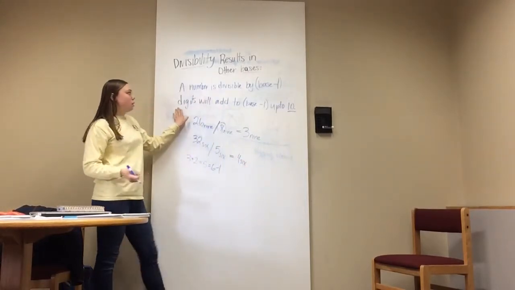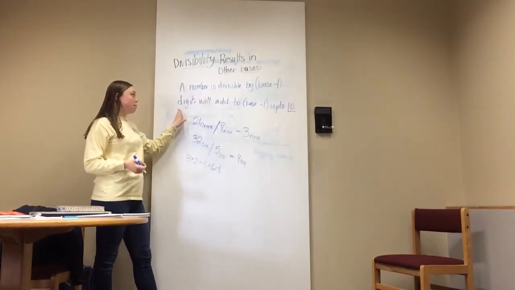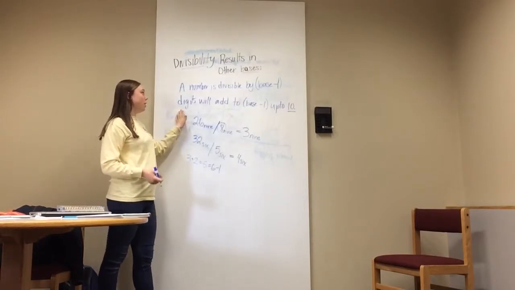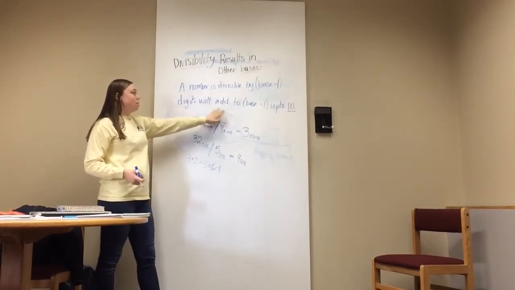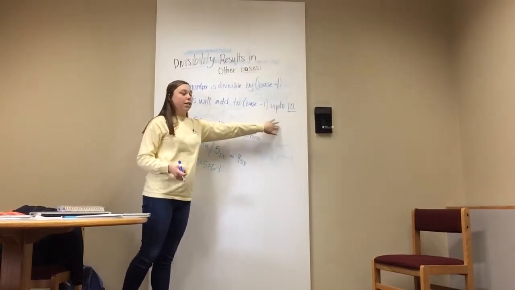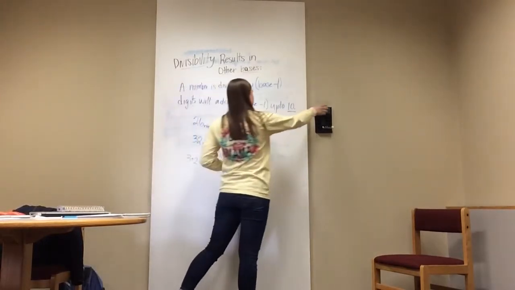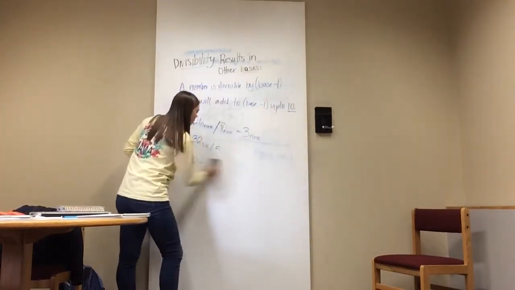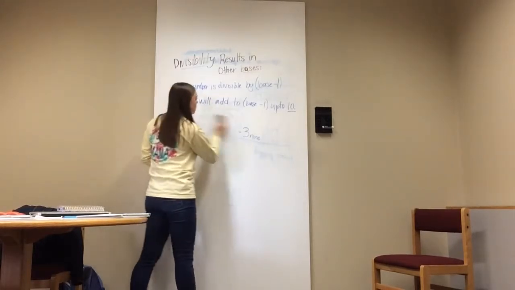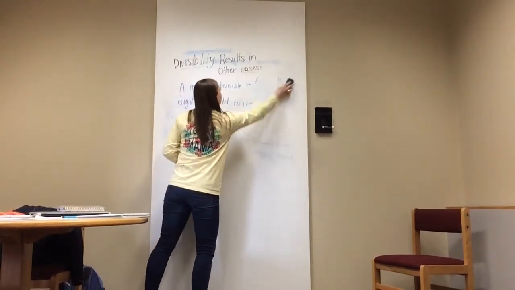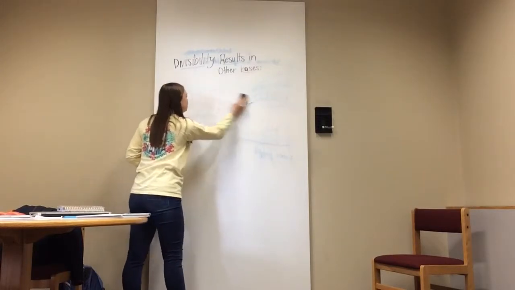So again, the divisibility rule for this one: a number is divisible by the base minus 1 if the digits add to the base minus 1. But again, this only works up to 10. So we just have a couple more rules to go through.